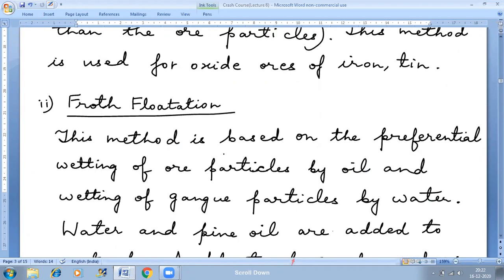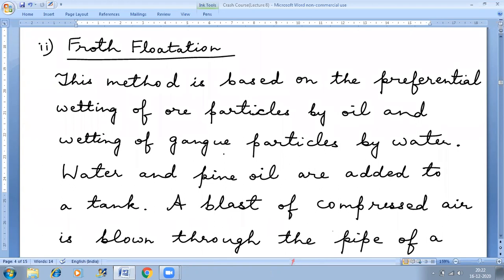The next technique, used for sulfide ores, is froth flotation. So the process of froth flotation is applicable to sulfide ores, that means ores of metals which contain sulfur. What happens in this process? First of all, oil and water both are used in this process.